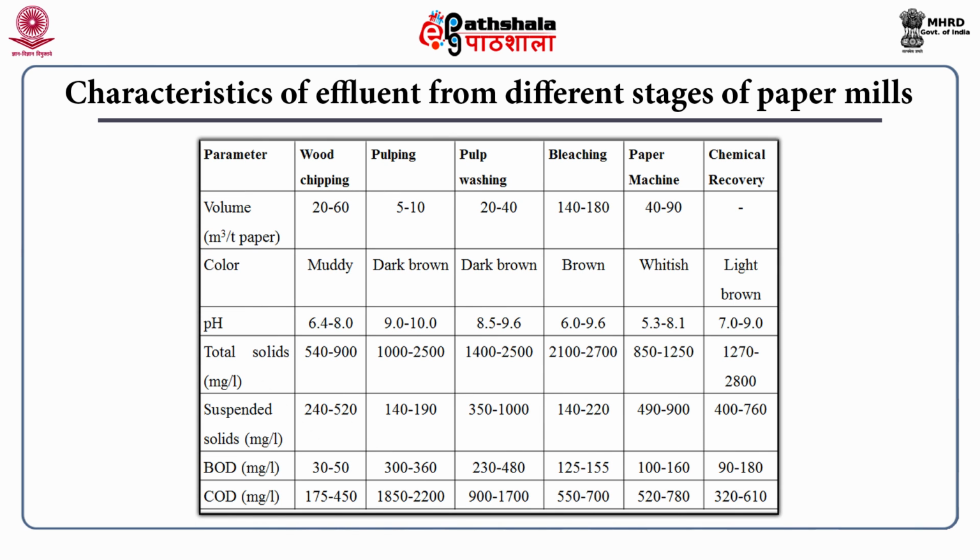This table shows the characteristics of the effluent generated from different stages of paper mills. We will be mainly discussing the bleaching step. During the bleaching step, 140 to 180 cubic meter per ton of paper wastewater is generated. The color of the bleaching process wastewater is dark brown. The pH of the wastewater generated during the bleaching step is 6 to 9.6.